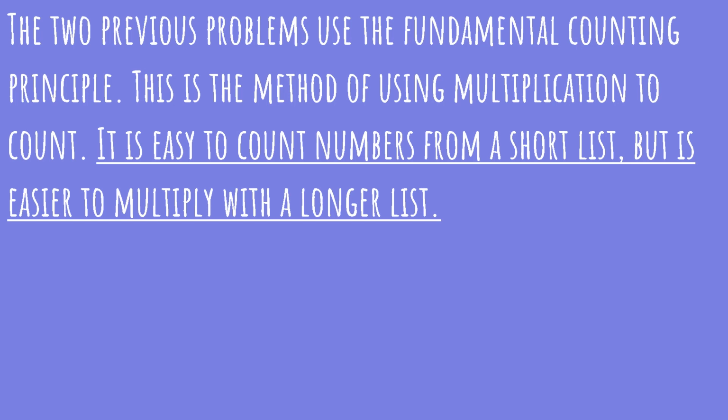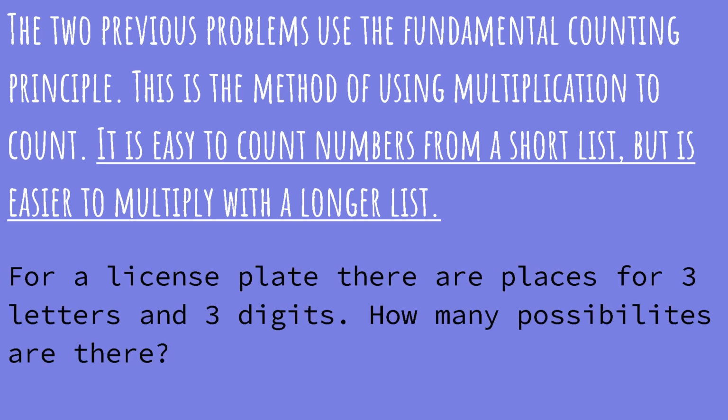All right, so these previous problems use what's called the fundamental counting principle. It's just a way to multiply instead of making out a list. Instead of listing out the 3 pants and the 2 shirts, we can just multiply the numbers. We do this because we might have a longer list, like for this next problem about license plates. License plates have 3 letters and 3 digits, so in total there are 6 different spots.